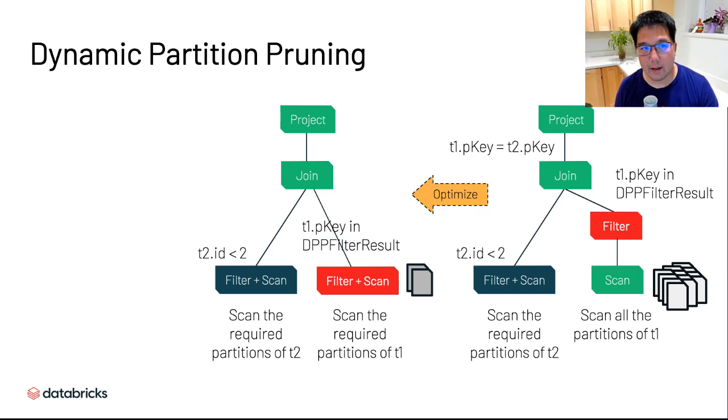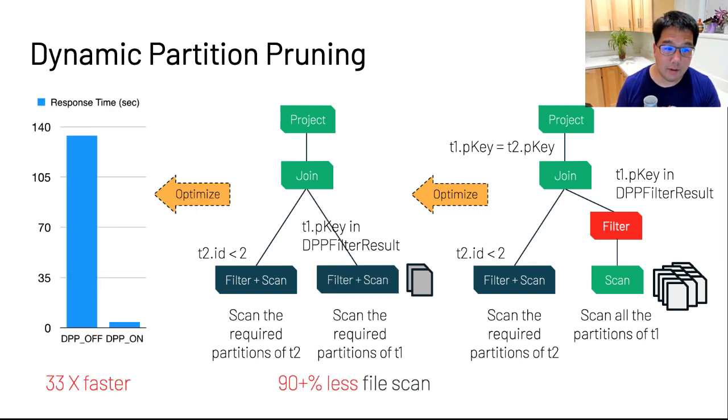So with that, now we can push the filter to the right side to avoid scanning all the partitions of fact table 1. Now you'll notice that because we've got the dynamic partition pruning filter result here, we can filter and scan, so we're only scanning the required partitions of table 1 as opposed to scanning all of them. In this particular example with dynamic partition pruning, we avoided scanning 90% of the partitions, thus achieving a 33x improvement in performance. That is pretty amazing, actually.